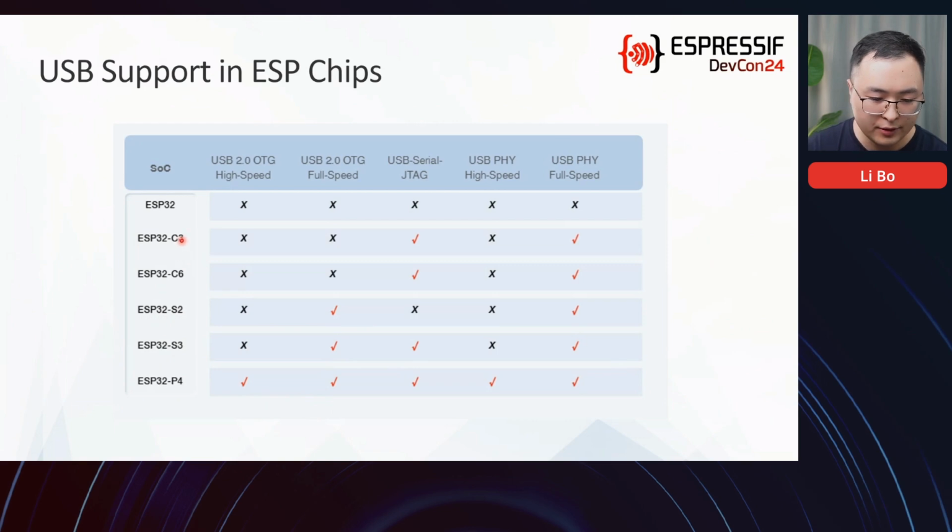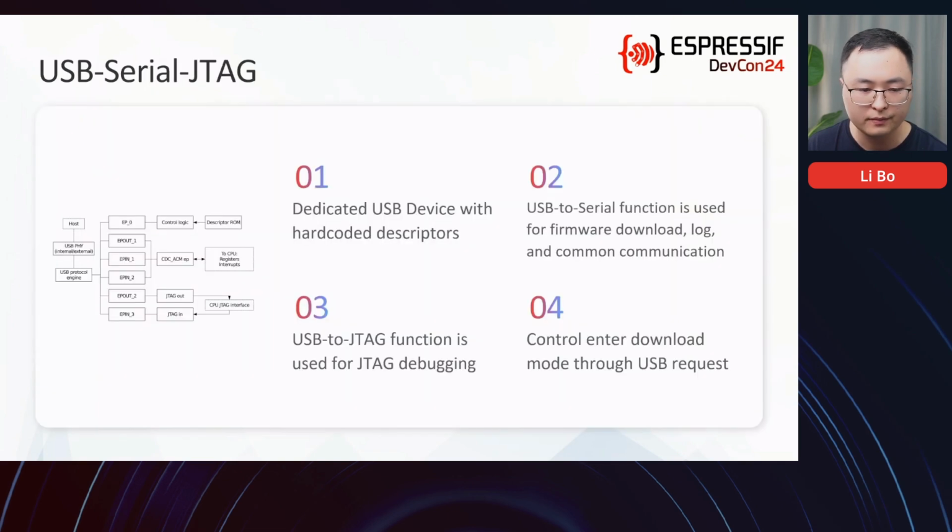But the ESP32-C3 and C6 only have USB-Serial-JTAG. So what's the difference between USB-OTG and USB-Serial-JTAG? First, let's talk about USB-Serial-JTAG.